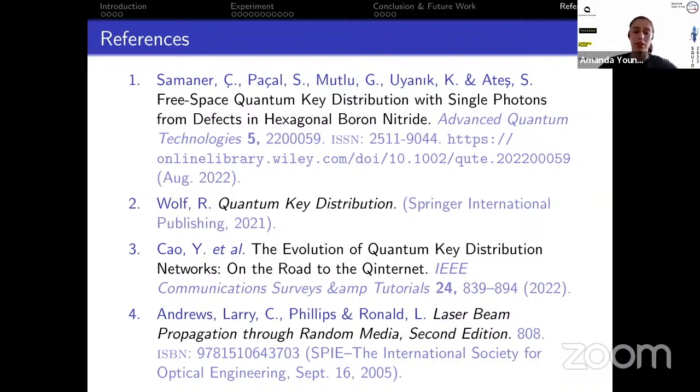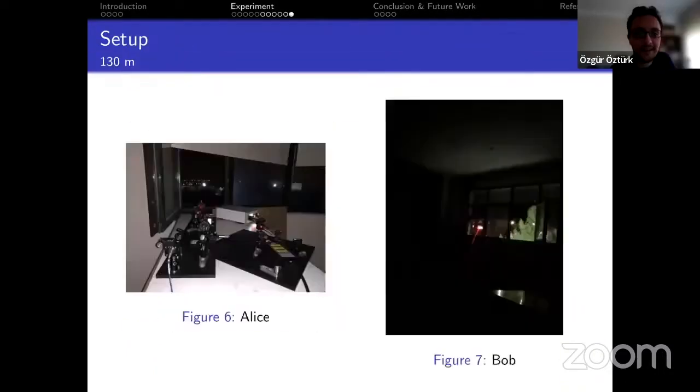What was the alignment process like between two buildings? That sounds like a pain. I was just wondering how you actually managed to do that. Yes, it was a huge pain.